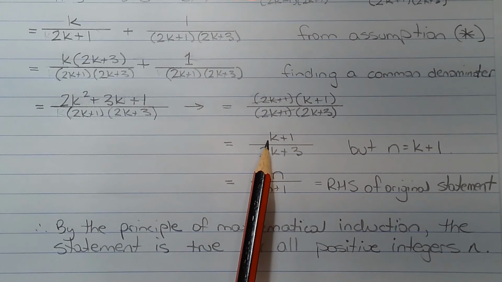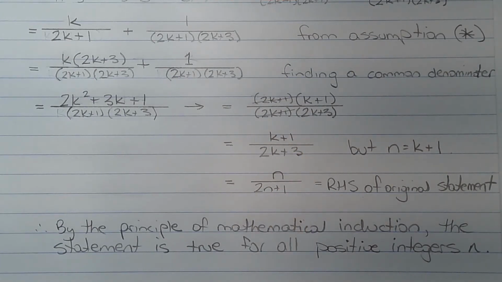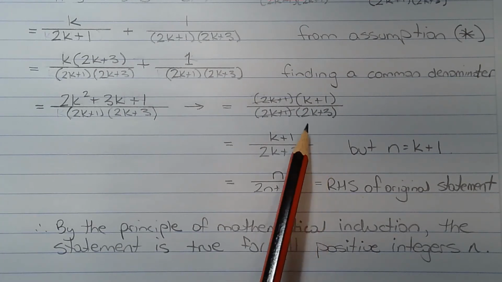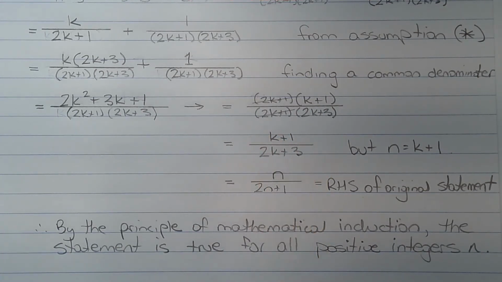And so we're left with k plus 1 over 2k plus 3, but n equals k plus 1. So rewriting this expression in terms of n, that equals n over 2n plus 1, which equals the right-hand side of the original statement. Therefore, by the principle of mathematical induction, the statement is true for all positive integers n.